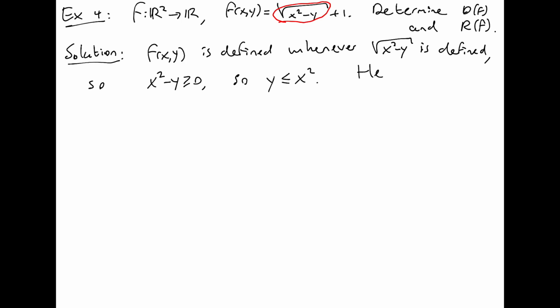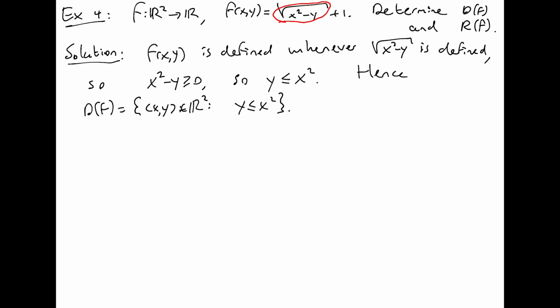So now I can write in a set what the domain is. The domain of f is equal to the set of all vectors (x, y) in R2, such that y is less or equal than x squared. Okay, so that is the set in set builder notation.